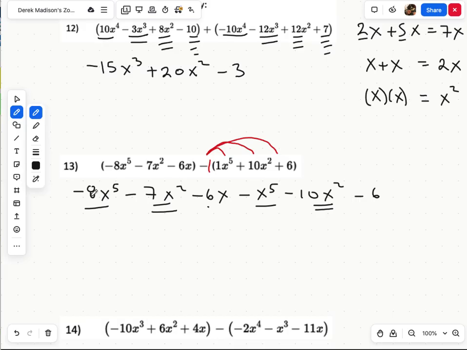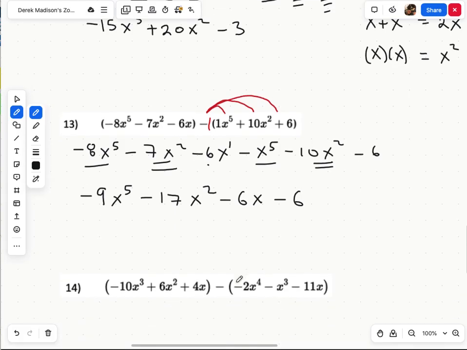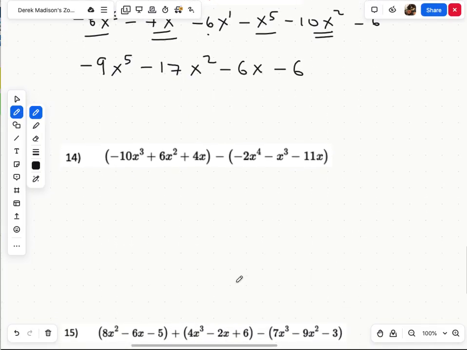So we got minus 8 and then minus the invisible 1, so that would make minus 9x to the fifths. For the x squareds, I have minus 7x squareds minus another 10x squared, so that's going to give us minus 17x squared. Minus 6x, that's the only term involving x, so we'll write minus 6x right there, and then minus 6 on the end, and that kept us in descending order. And this is basically all there is to adding and subtracting. It's just being careful with the signs.